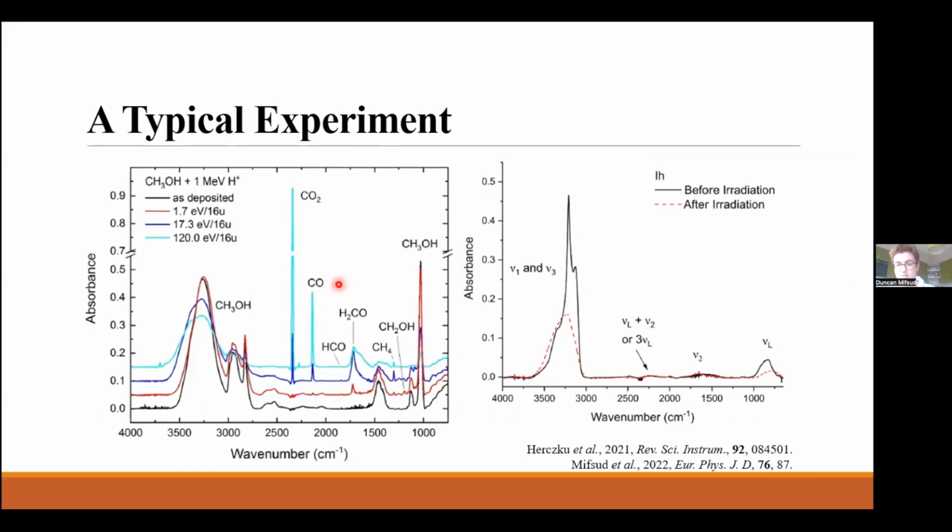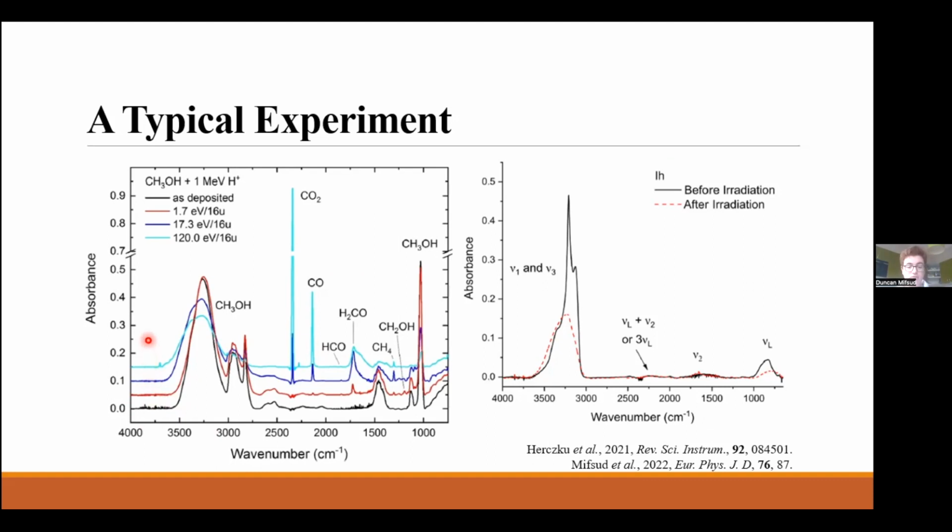So what would a typical experiment look like? Well, if we look at the image on the left-hand side here, what we had done is we deposited a pure methanol ice, which is the black spectrum that you can see here. This is just a standard mid-infrared absorption spectrum. And then we irradiated that methanol ice using 1 mega electron volt protons. And we collected additional spectra throughout the irradiation process, and you can see 3 of them here, increasing in delivered dose from red to blue to cyan.